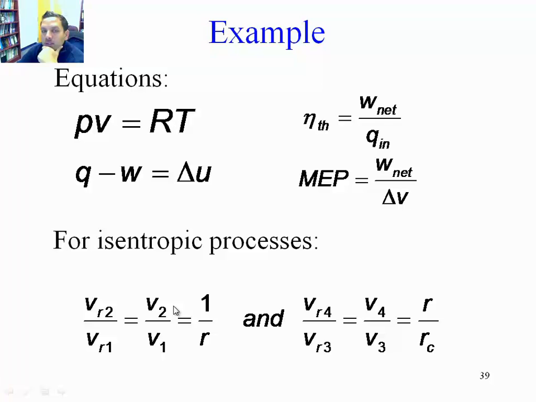For the two isentropic processes in the cycle, the process from 1 to 2 is an isentropic compression. V1 over V2 is equal to r, and therefore VR1 over VR2 is equal to r as well, so we can relate the temperatures that way. The other isentropic process is the expansion from 3 to 4, where V4 over V3 is the compression ratio over the cutoff ratio, and that also applies to VR4 over VR3. So V4 over V3 is equal to 16 over 2, which is 8, and VR4 over VR3 is also equal to 8.